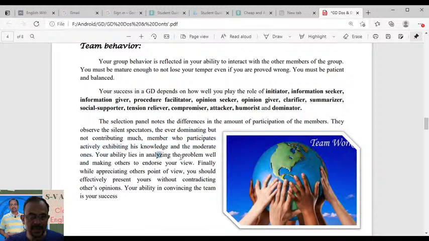Your ability lies in analyzing the problem well and making others endorse your view. Okay, so you need to present yourself in such a manner so that others also endorse your view. Endorse means support your view. Finally, while appreciating others' point of view, you should effectively present yours without contradicting others' opinion. Your ability in convincing the team is your success. Okay. So if you are able to convince your team with your points, then of course your success is guaranteed, right? Your success is guaranteed. Okay.